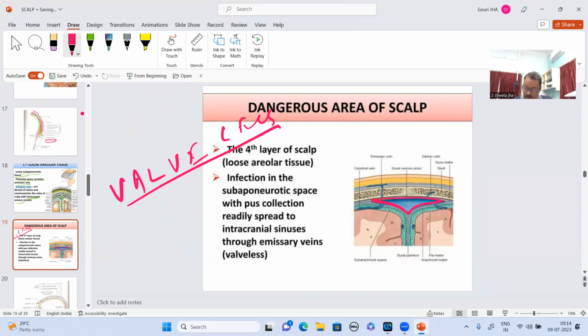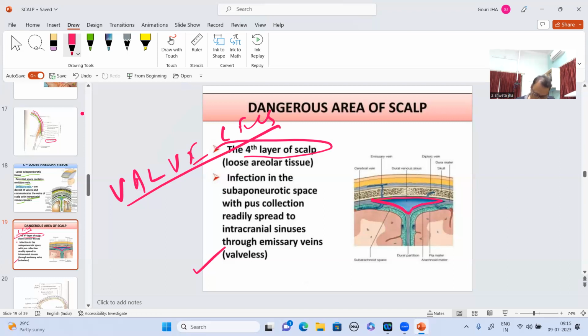That is number one, but at the same time, since it is valveless, what will happen? Infective agents or any noxious substances can come from the outer world to the inner world also. That's why it becomes dangerous, as it allows infection from the outer area to enter into the inner world. So the fourth layer is known as the dangerous area of the scalp, and infection in the subaponeurotic space, with pus collection, can spread to the intracranial region because there is no valve in this.